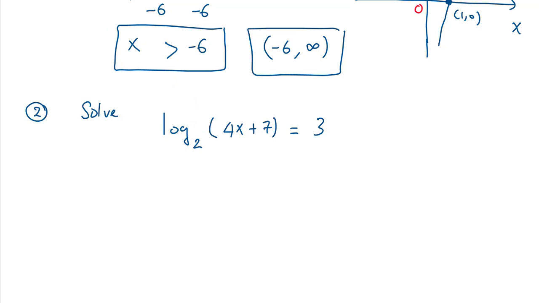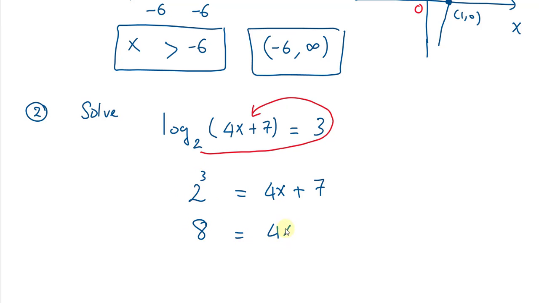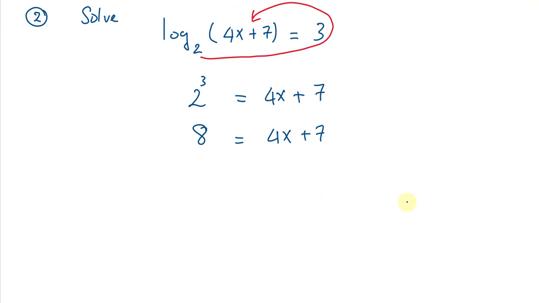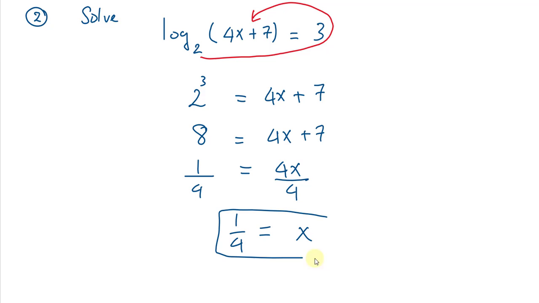We apply the definition of the log. We know that 2 to the 3 power is equal to 4x plus 7. By definition, 2 to the power of 3 equals this whole argument here. That is the definition of the log. 2 to the 3 is 2 times 2 times 2, which is 8, equal to 4x plus 7. And now you want to solve for x, so subtract 7 on both sides, right? And then to solve for x, divide both sides by 4. So my x equals 1 over 4.